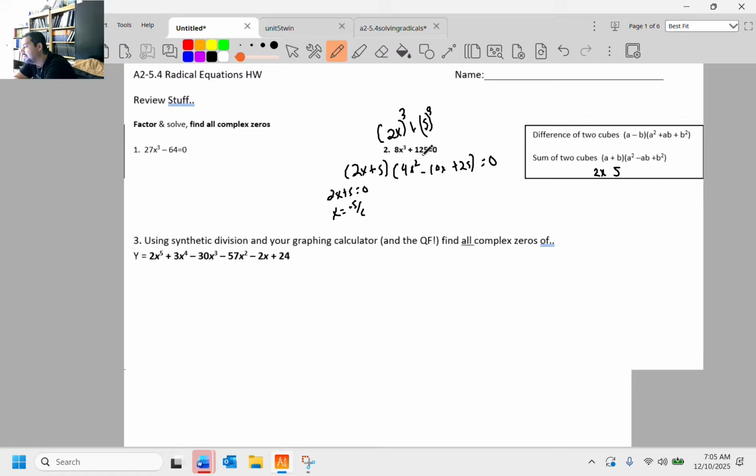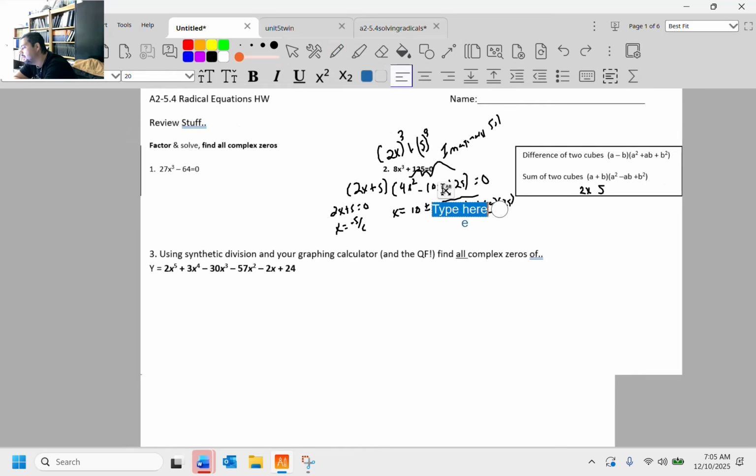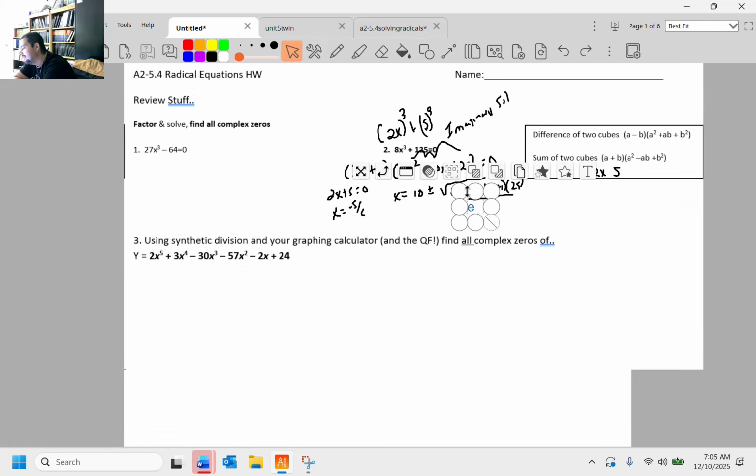Now, over here, you're going to have to use a QF. Remember, this piece is always your imaginary solutions. So you're going to do x equals negative b plus or minus square root b squared minus 4ac, all over, not e. Don't know how that happened. All over 2a, and a is 4.